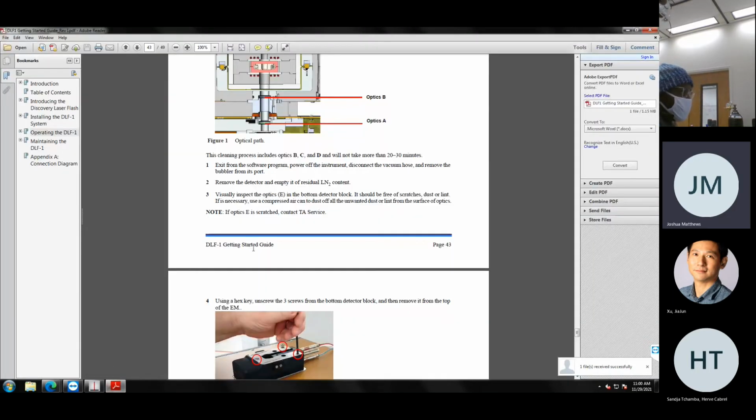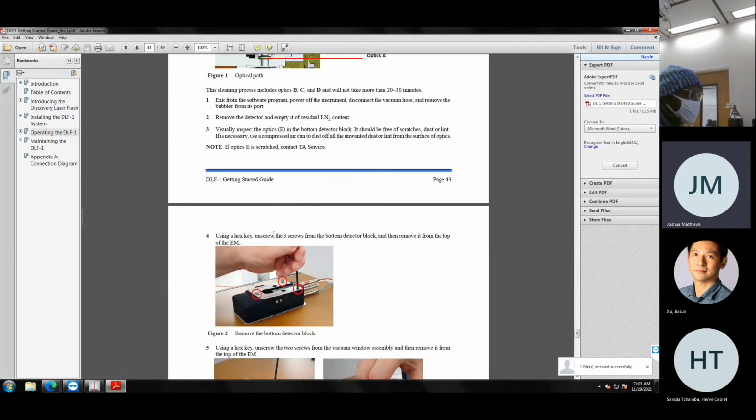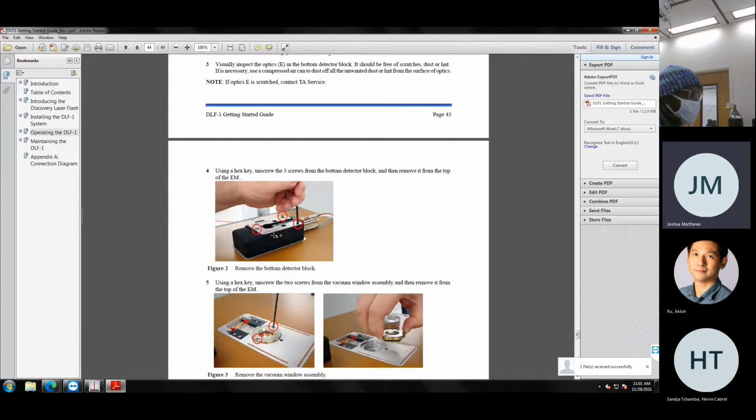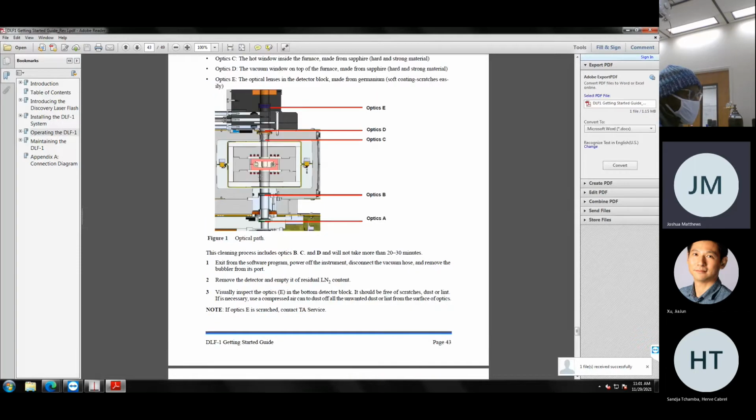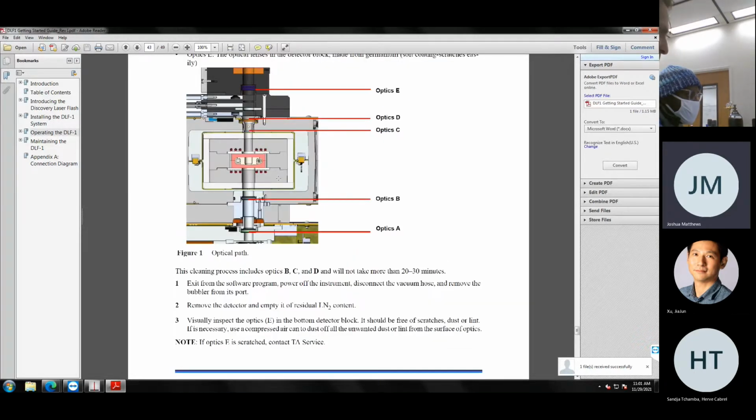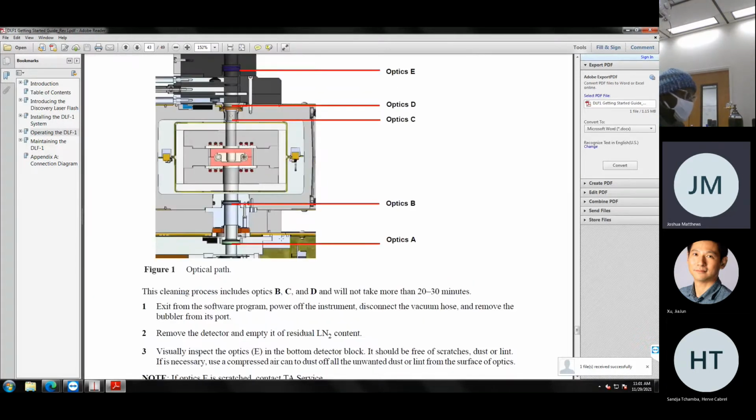There is some maintenance that should be done on this instrument. You don't have to pull the lenses out all the time, but it's really good to look at them. This is a really good diagram of the system. Down here is the laser electronics, where the laser shines through. This is the furnace. There's a lens on the top of the laser electronics that can sometimes get dirty. There's a lens on the bottom of the furnace that should be checked occasionally.